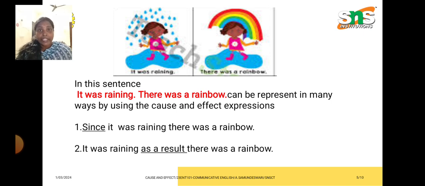It was raining. There was a rainbow. So there was a rainbow because it was raining, or else you can go with it, since it was raining, there was a rainbow. Or else you could say there was a rain. It was raining, so there was a rainbow. Similar way you can construct a sentence.